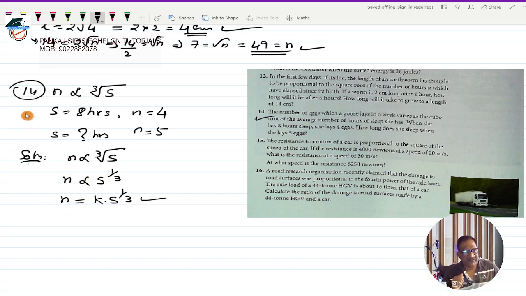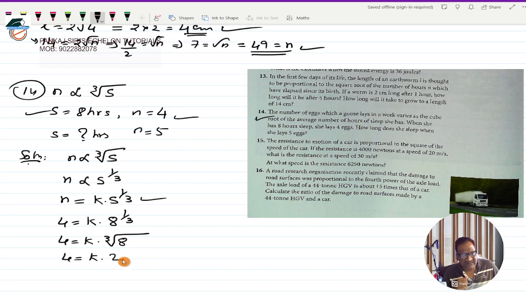Now I'm going to use this set of values. N is equal to 4, k I'm going to keep as it is, and s is equal to 8. So 8 raised to 1 by 3. Now 4 will be equal to k into 8 raised to 1 by 3. Now this 8 raised to 1 by 3 can be rewritten as cube root of 8, and cube root of 8 is nothing but 2. So I get 4 upon 2 is equal to k, which is equal to 2. So I get k is equal to 2.